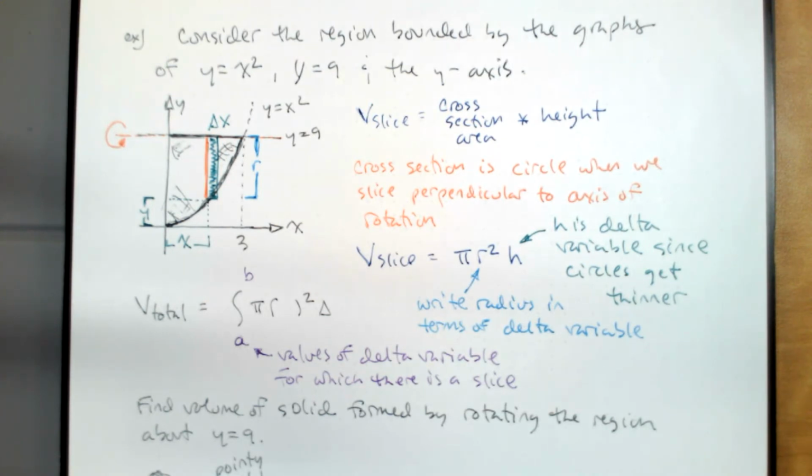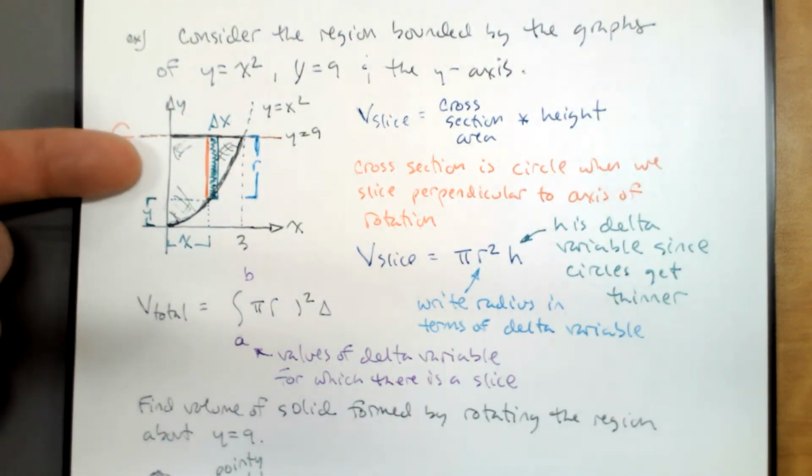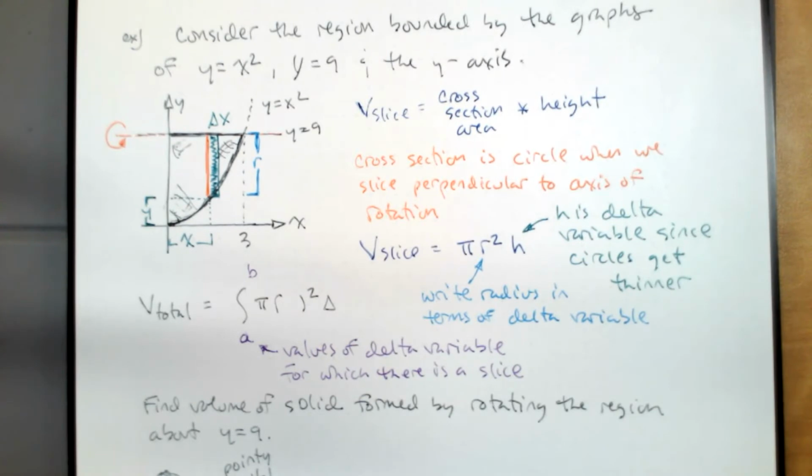Last week, the radius was just equal to x. We had to write that in terms of y, but the radius was just equal to x. Here, the radius is not equal to x or y. Y is this distance down here at the bottom. The radius is this piece up at the top. So I need to write the radius in terms of y.